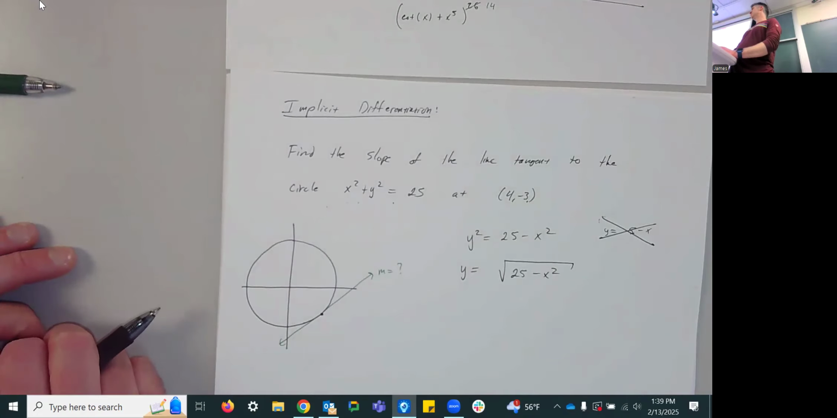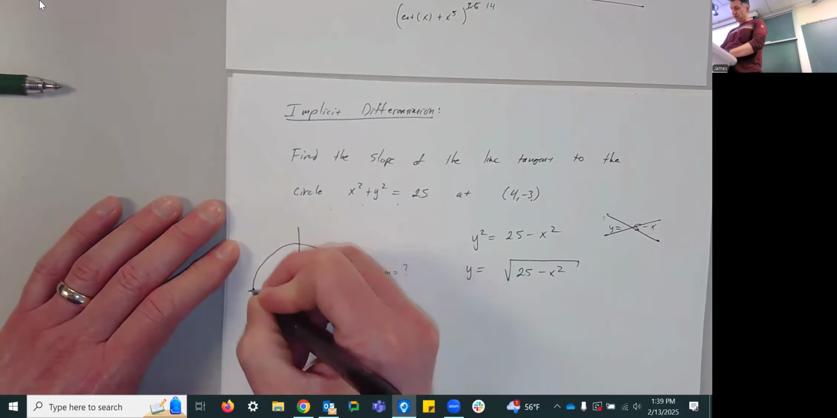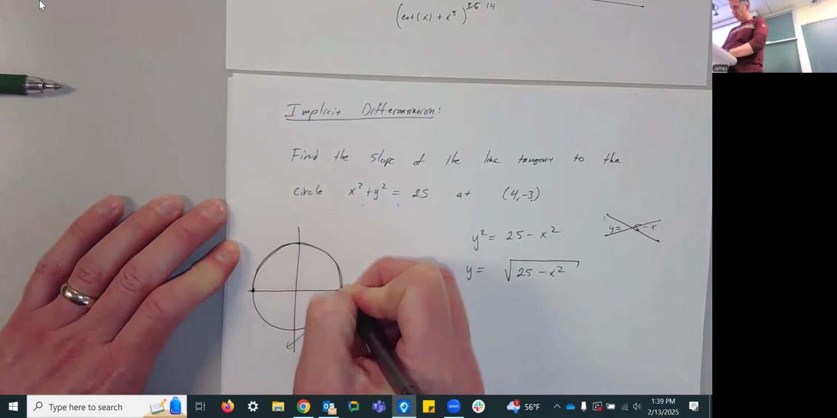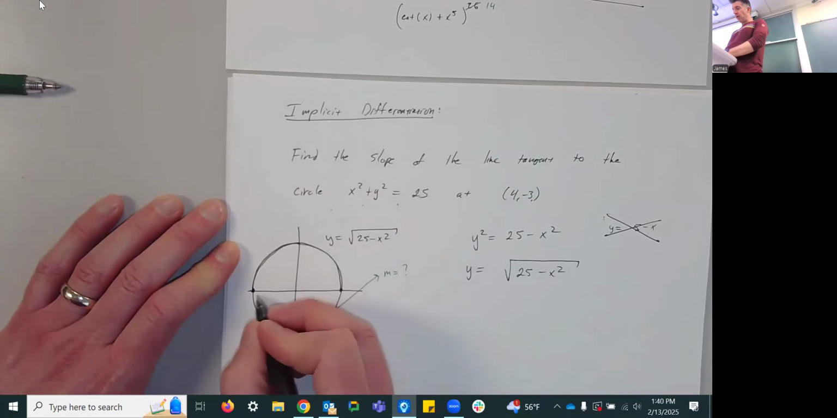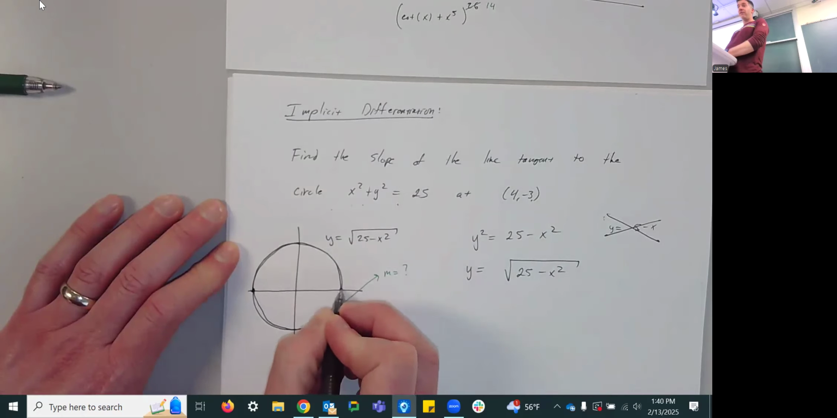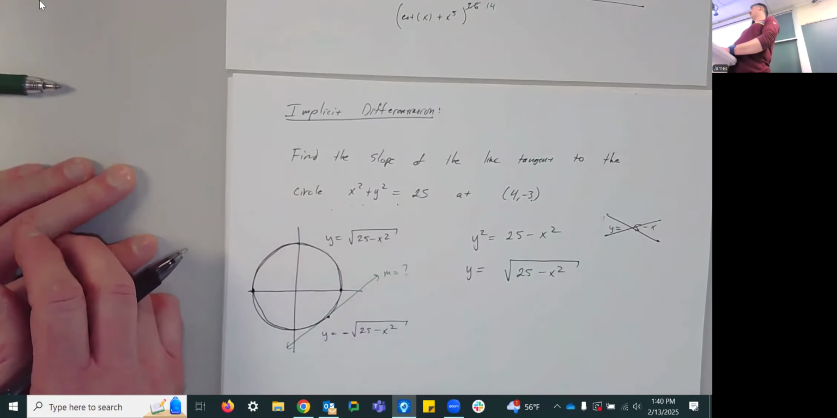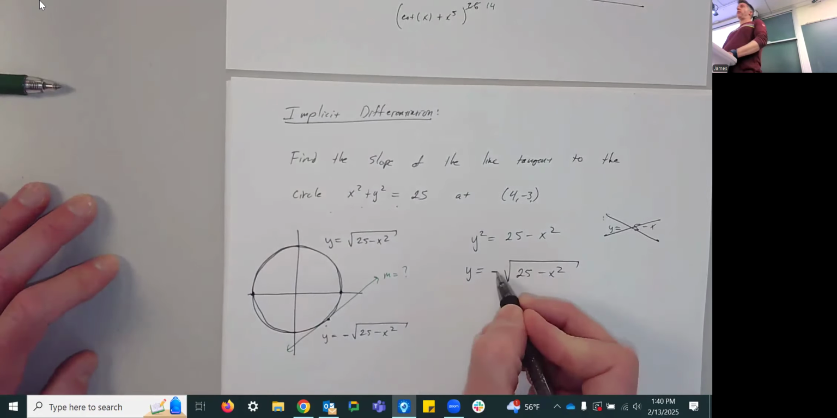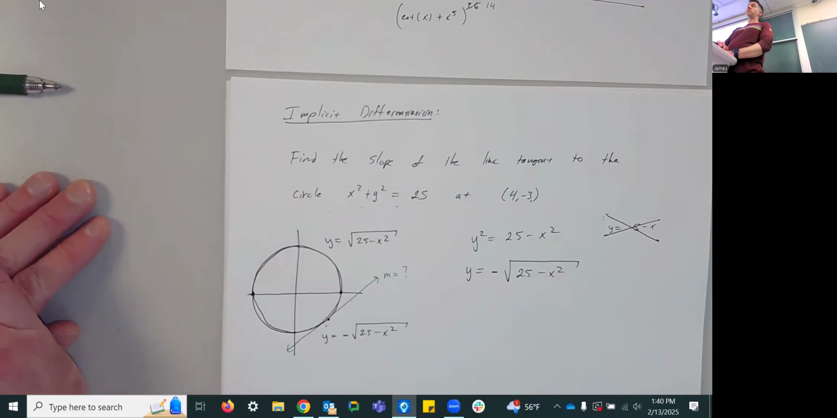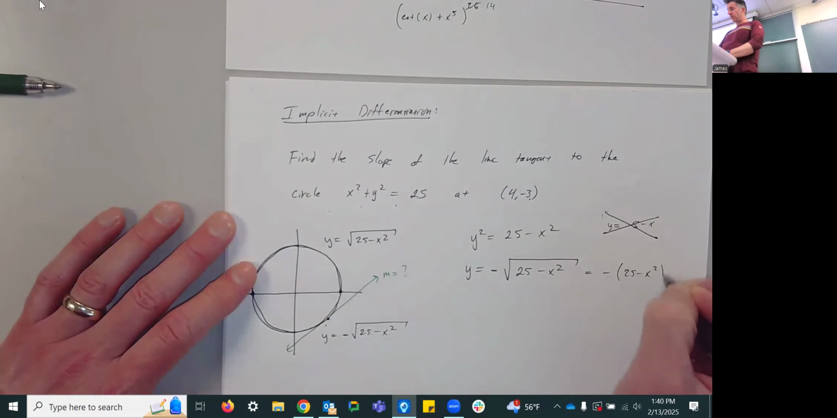But I'm missing something. If you look at the circle, the top half of the circle is when y is equal to the positive square root of 25 minus x squared. And the bottom half of the circle, where y is negative, is going to be y equal to the negative square root of 25 minus x squared. Since I'm trying to find the slope of the tangent line at the point that's on the bottom half, I should use the bottom half of my circle. I would rather rewrite this as negative (25 minus x squared) raised to the 1/2 power.